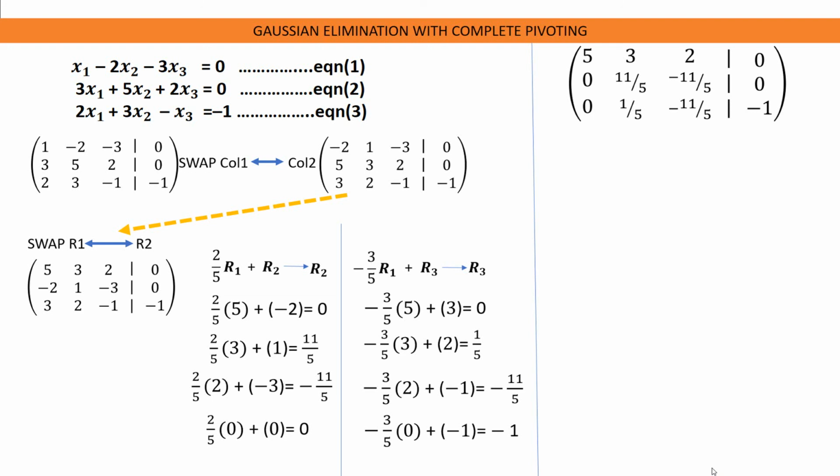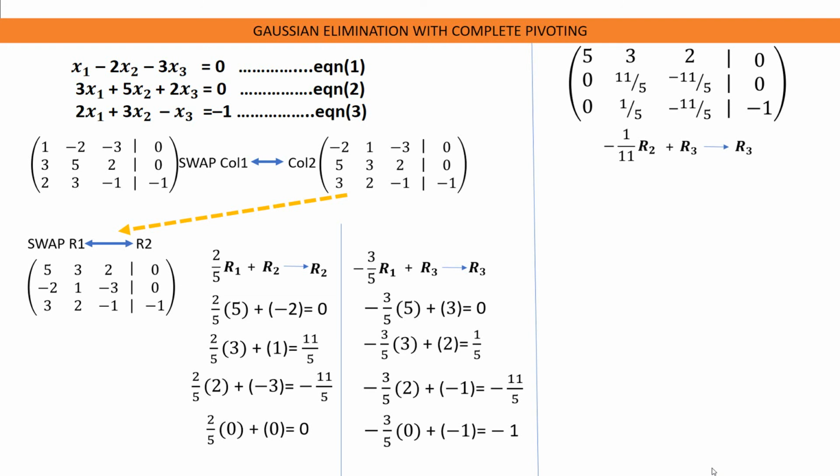So negative 1 over 11 times the pivot element. The pivot element is in row 2. So times row 2 plus 1 over 5. 1 over 5 is in row 3. So plus row 3. And we store our new values in row 3.